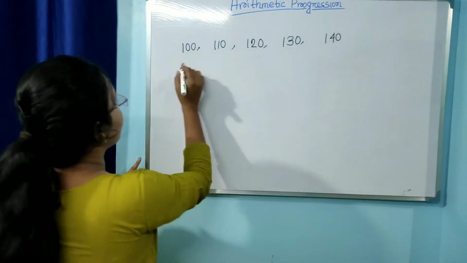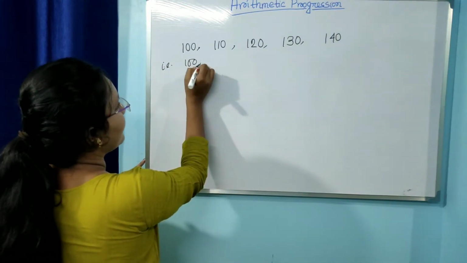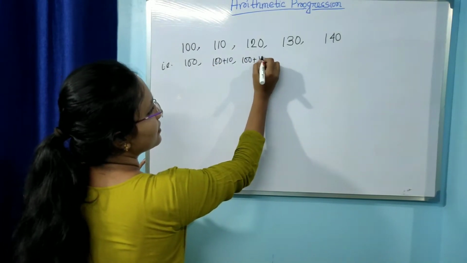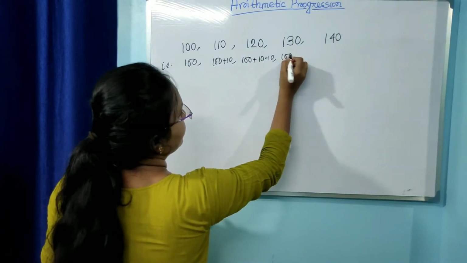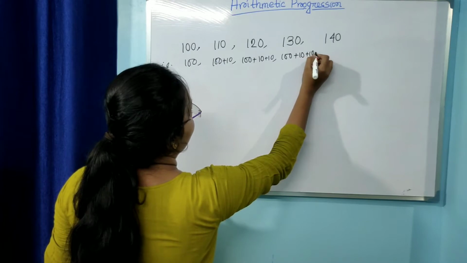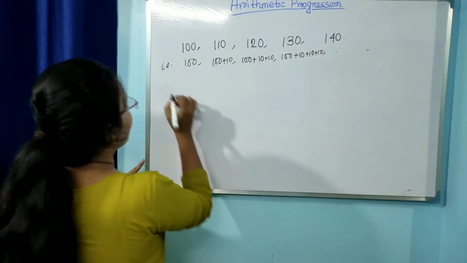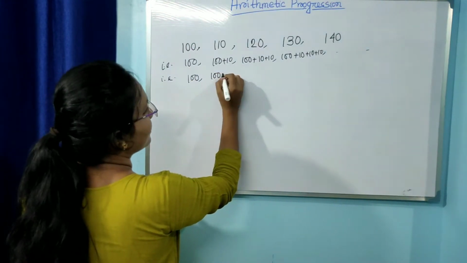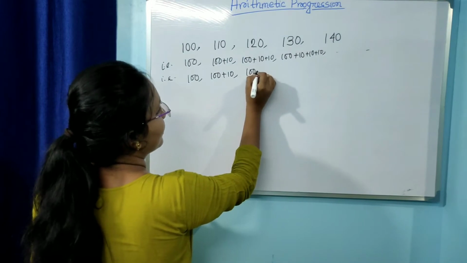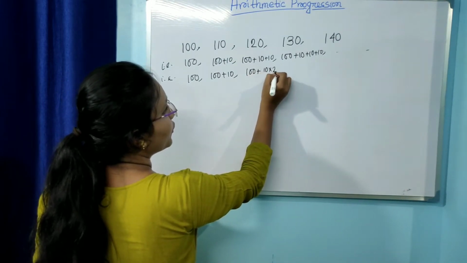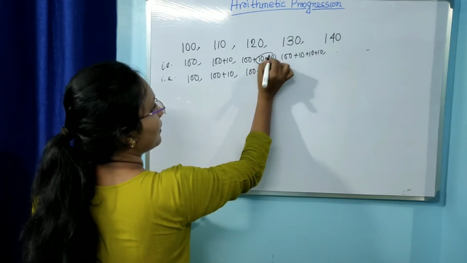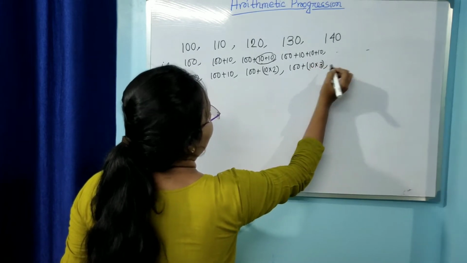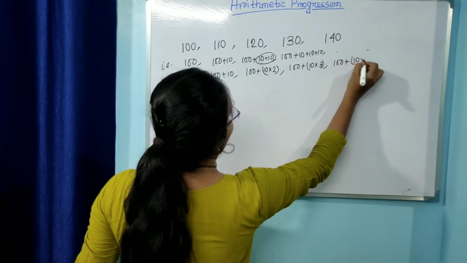Now see, we can write it this way: this is 100, this is 100 plus 10, this is 100 plus 10 plus 10, and similarly this is 100 plus 10 plus 10 plus 10 and so on. So what we get: 100, then 100 plus 10, then 100 plus 10 into 2, that is 2 times 10. Similarly this will be 100 plus 10 into 3, and here we will get 100 plus 10 into 4.